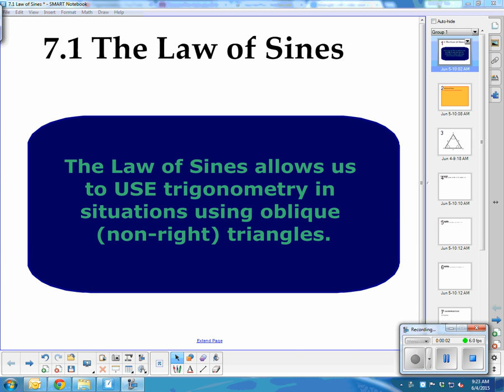Today we're going to be talking about the law of sines. The law of sines allows us to use trig for situations using non-right triangles. For the most part, before the law of sines, everything we did using triangles had to be right triangles, so we could use those SOHCAHTOA type definitions. The law of sines will allow us to work with other and all types of triangles.